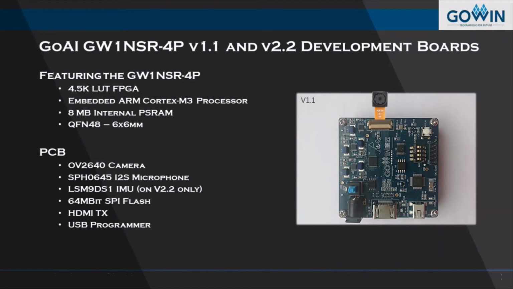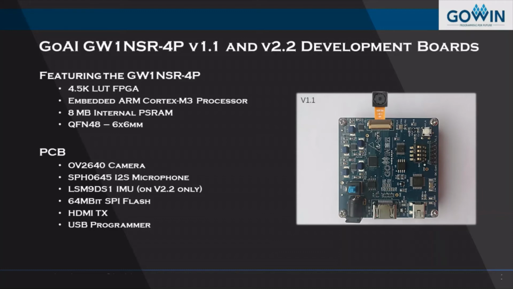It has 8 megabytes of additional PSRAM. This is in addition to, I think it's about 180K bits of block RAM in the FPGA. So this is extended memory. And it's in a 6mm by 6mm QFN48. There's other packages available, but that's just what's on this board.